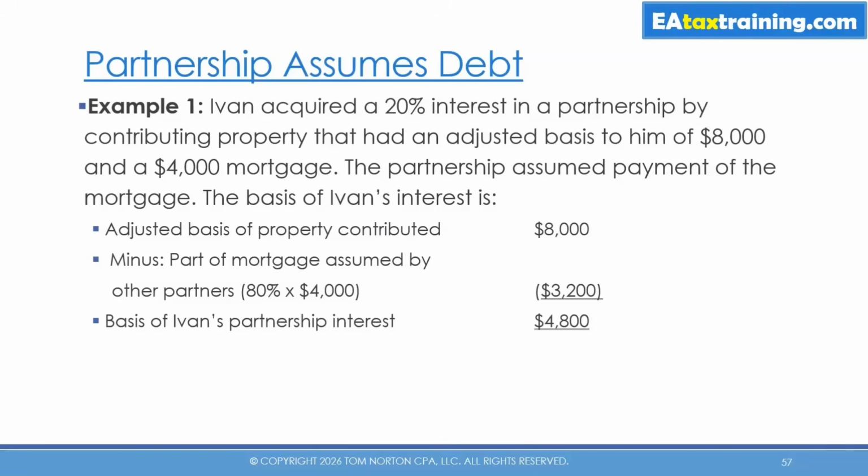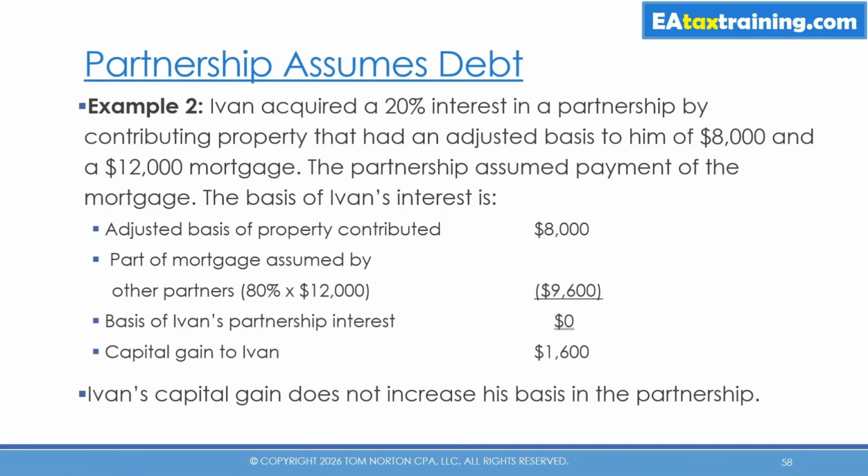He's no longer responsible for that. So when we figure out his basis in the partnership, we take the $8,000, which was his basis in the property. We subtract out the $3,200, which is the part of the mortgage for which he is no longer responsible. So his basis in the partnership is $4,800. You will want to know how to do this. This example comes from the IRS publication on partnerships. And again, the IRS loves these examples where the partnership is assuming the mortgage.